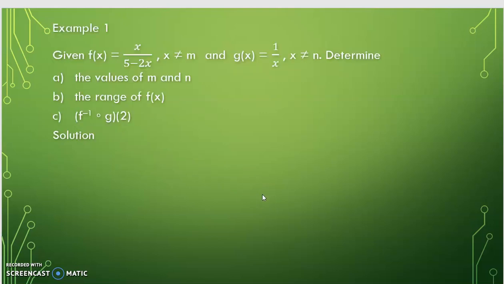Now, let's look at example 1. Given f(x) equals x over 5 minus 2x, where x cannot equal m, and g(x) equals 1 over x, where x cannot equal n. So determine, the first question, the value of m and n. Actually this one refers to the domain.